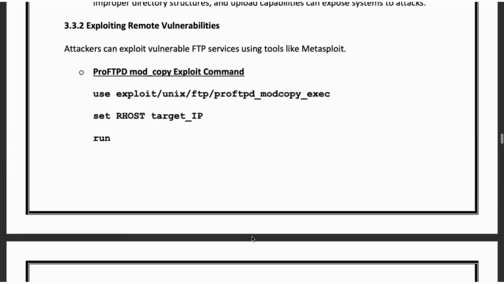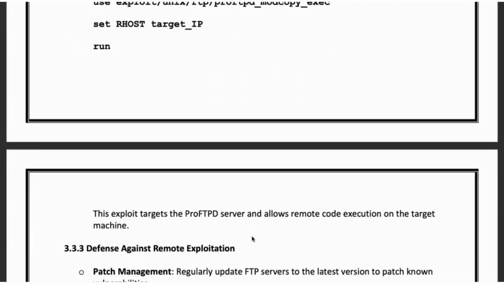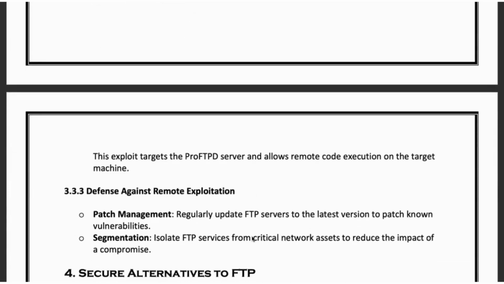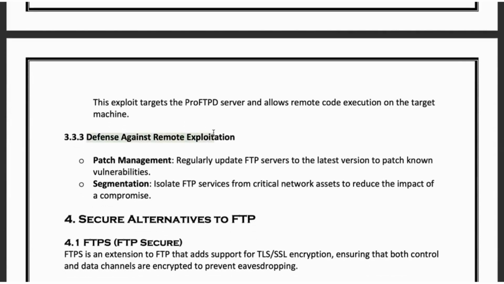So once you exploit the vulnerabilities, all things are done. You can simply retrieve the data, you can control the server, and what defense mechanism you can use. You can basically patch the outdated version or regularly update your FTP servers to the latest version. And you can use segmentation also, like isolate your FTP service from critical network assets. Basically, not run your FTP servers on your critical network assets to reduce the impact of a compromise. But that's not the particular solution. The solution is patch management.